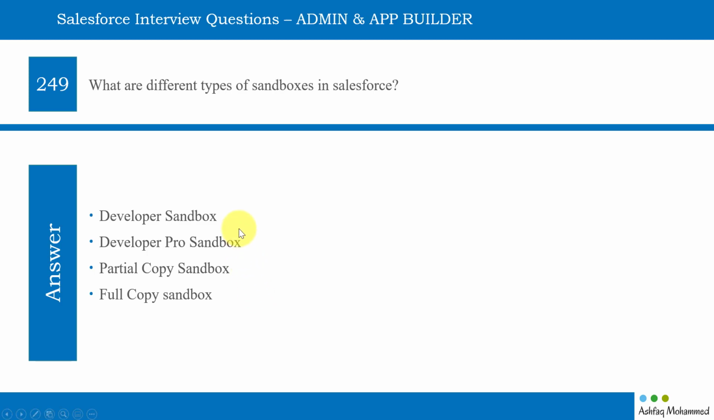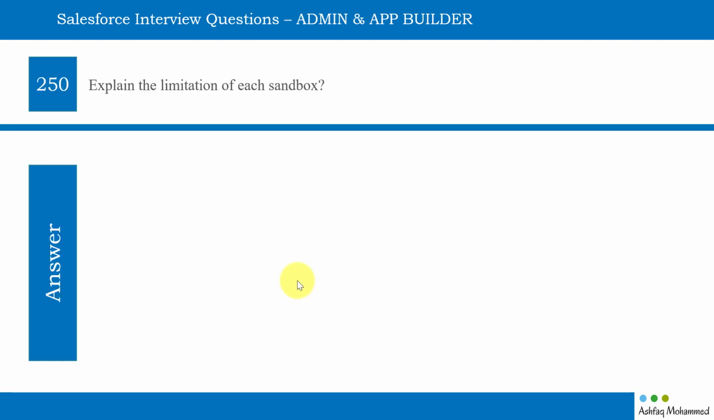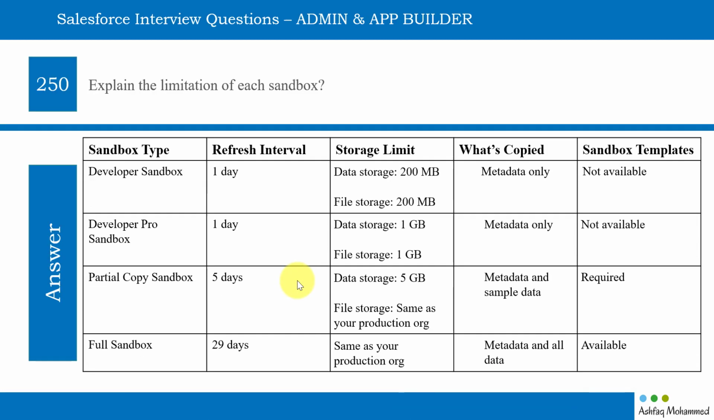So I'll explain in detail about each of these orgs, but in Salesforce, we have these 4 different types of sandboxes. Explain the limitation of each sandbox. Okay, we'll see what each sandbox does and why we need those sandboxes. So basically here we have 4 different types of sandboxes which I have given, and here I have given what are the different attributes of these.